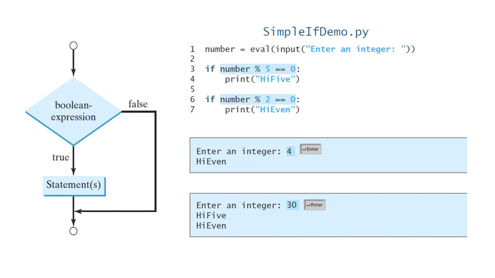Suppose if you take the number 30, it can be divided by 5 as well as it can be divided by 2. So you will get both the outputs, that is hi 5 and hi even.